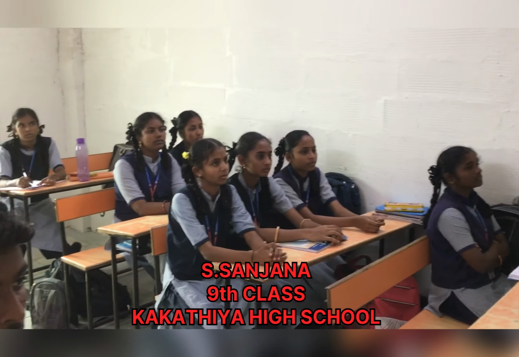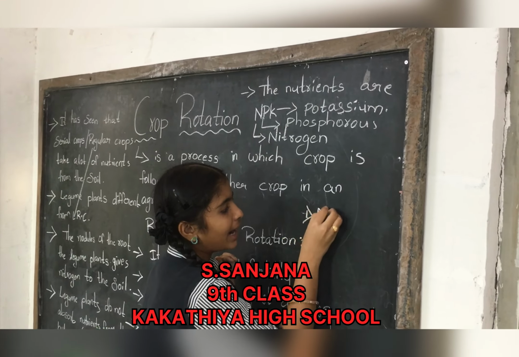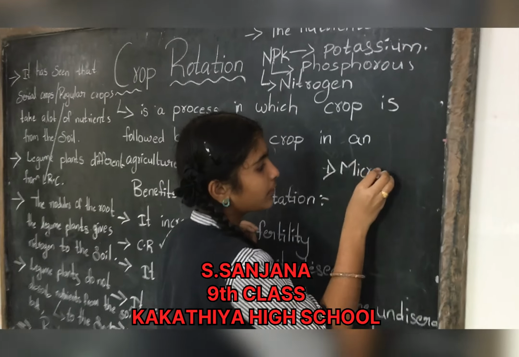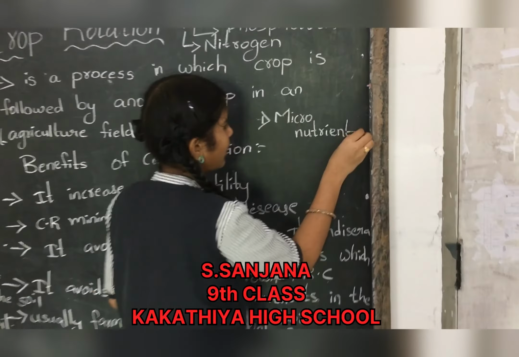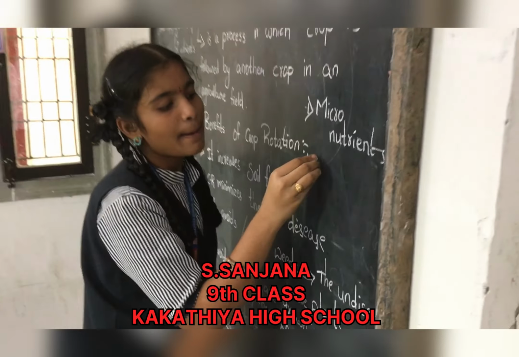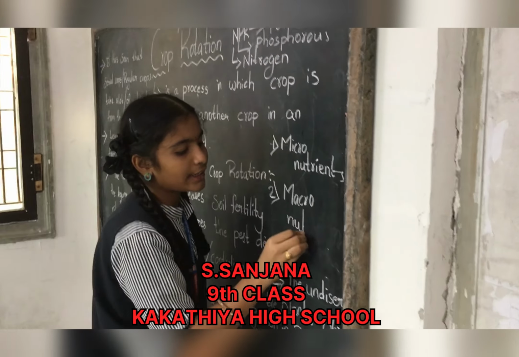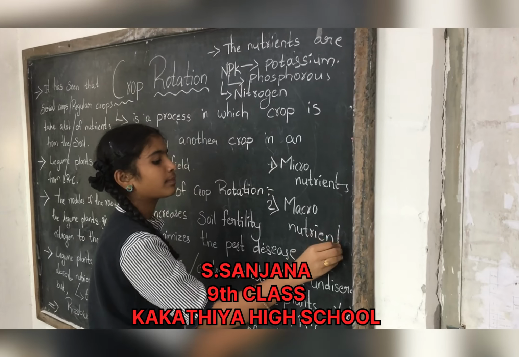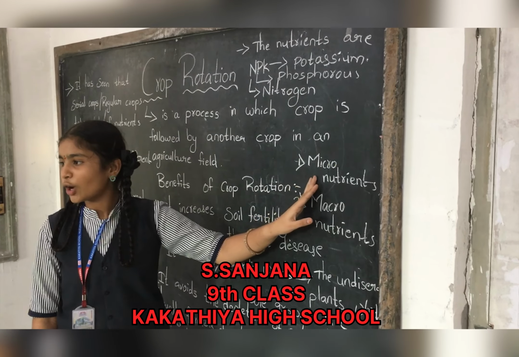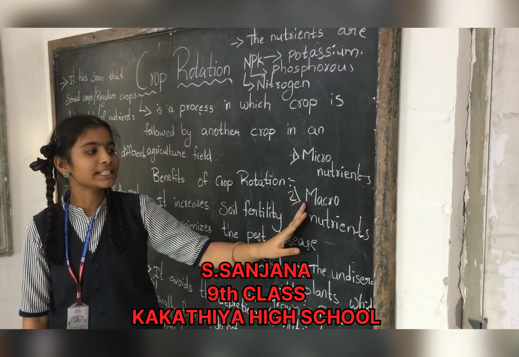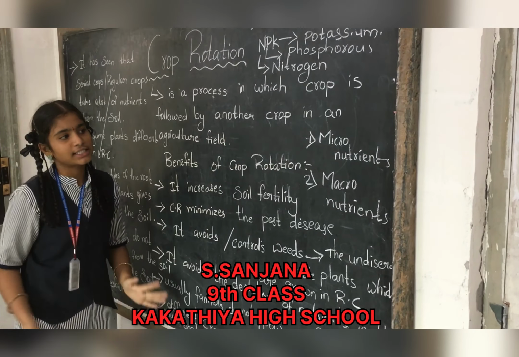So here, firstly, the nutrients are divided into two types. One is micronutrients and the second one is macronutrients. There are two types of nutrients: micronutrients and macronutrients.